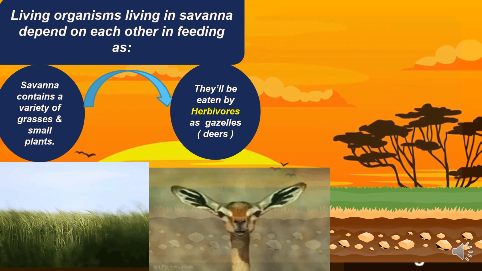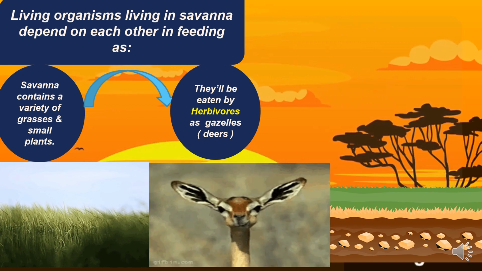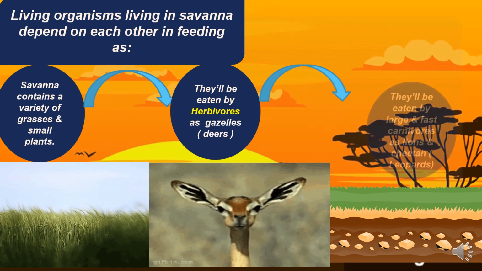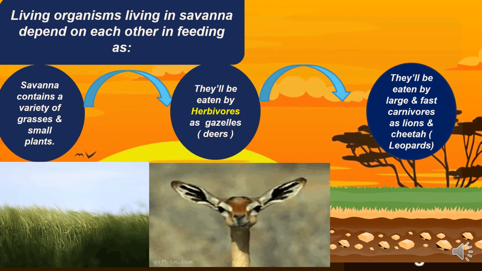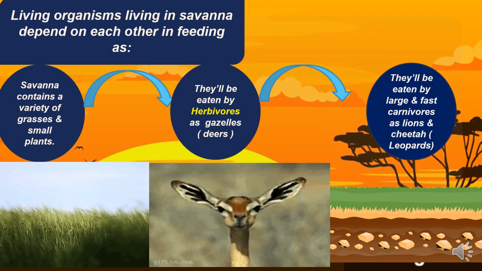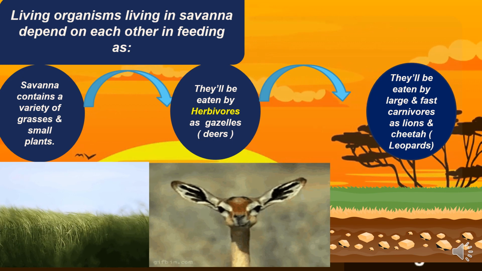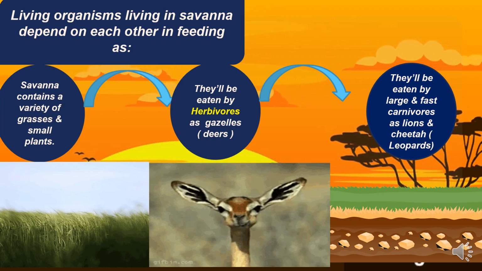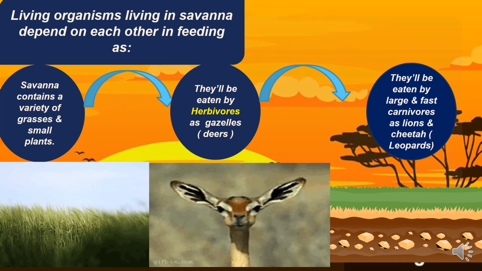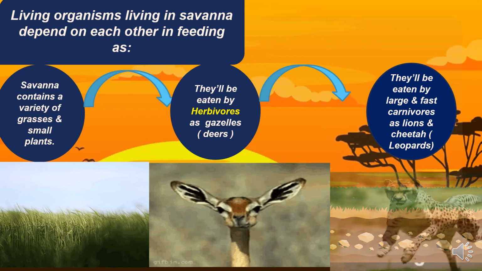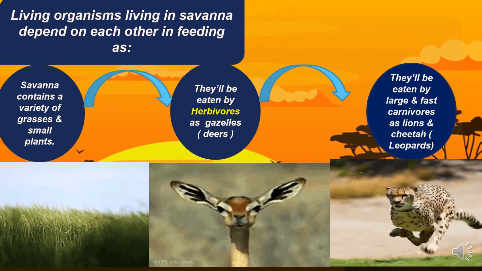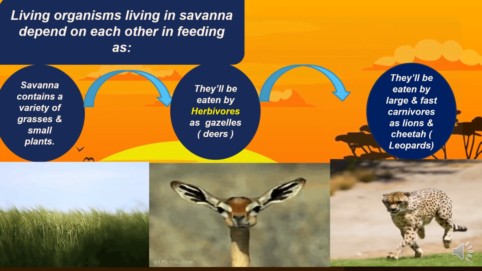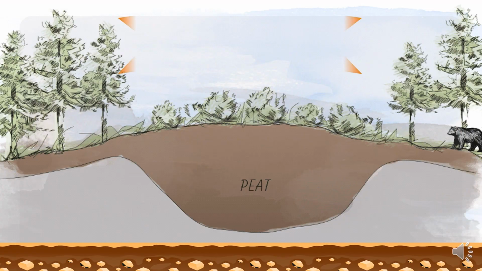Super, primary six. And also, who's gonna eat the herbivores? Super, carnivores are gonna eat the herbivores. Carnivores are the lions, tigers, cheetah, leopard. Super, primary six. Carnivores are the living organisms which can eat another living organism, while herbivores are the living organisms which just eat only grasses. Super, primary six.